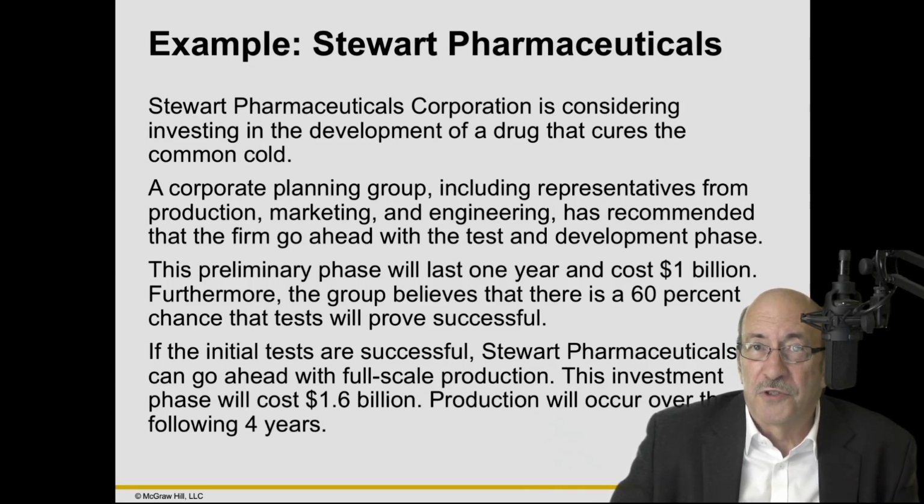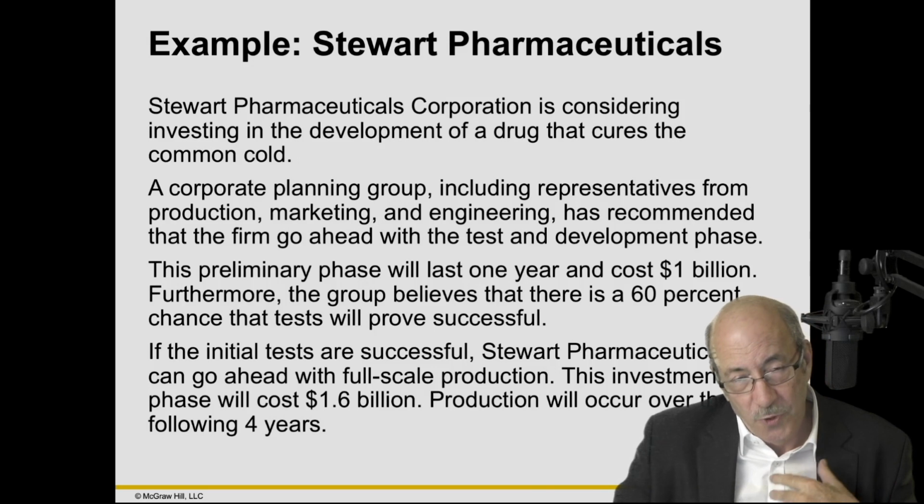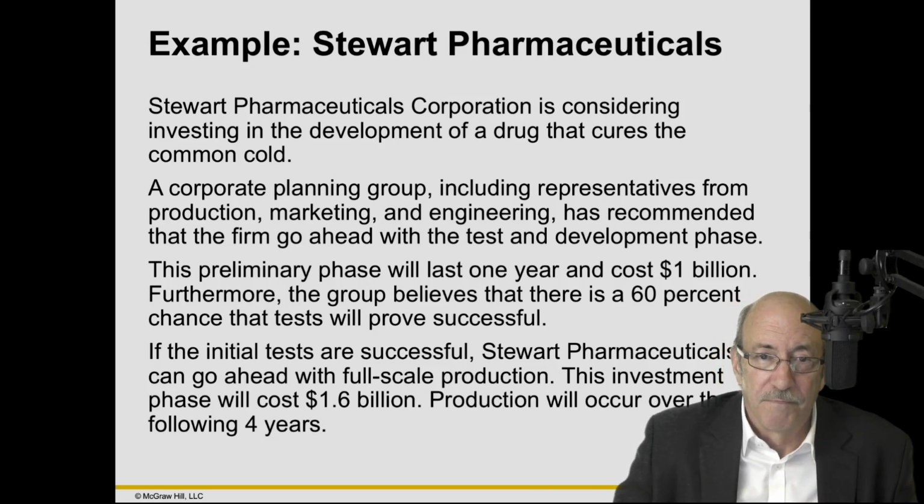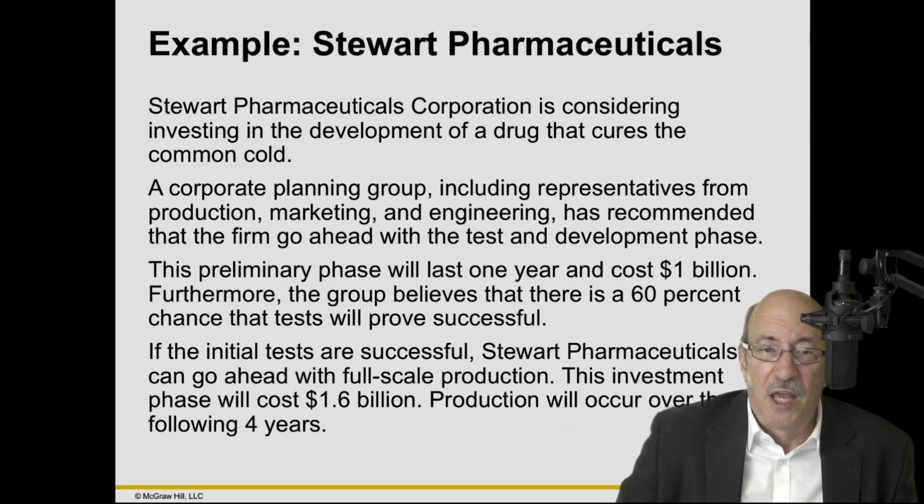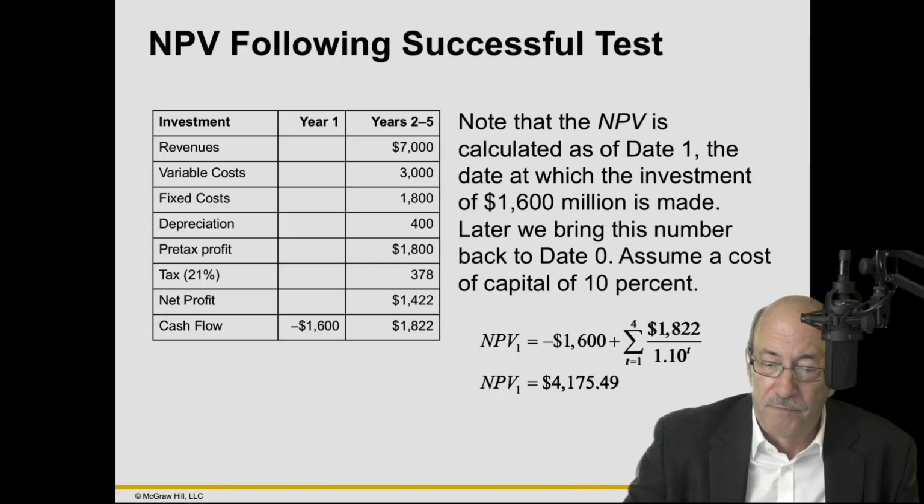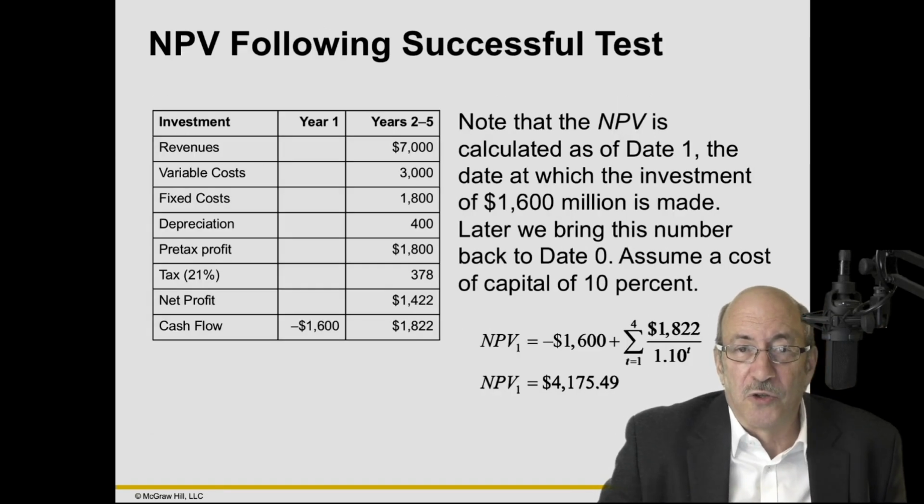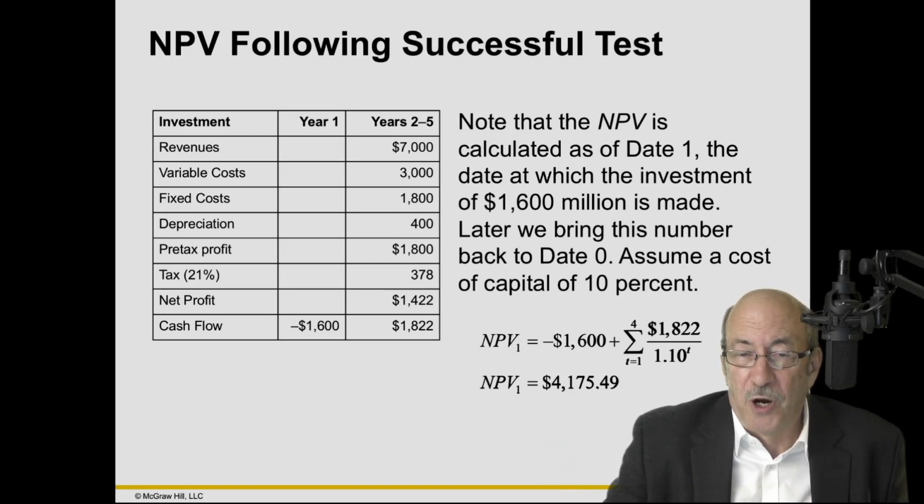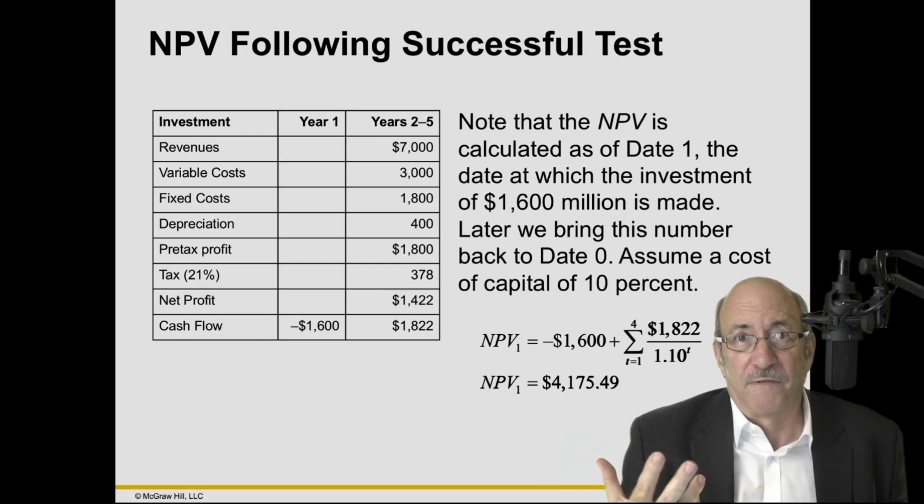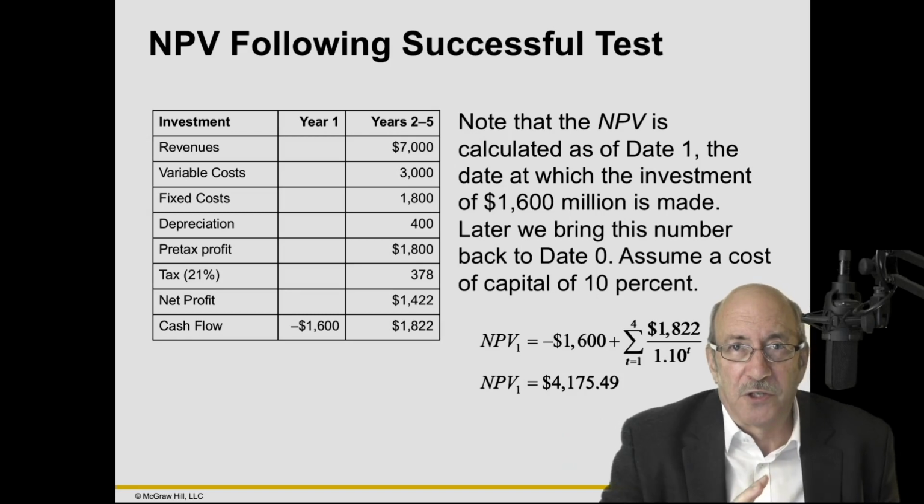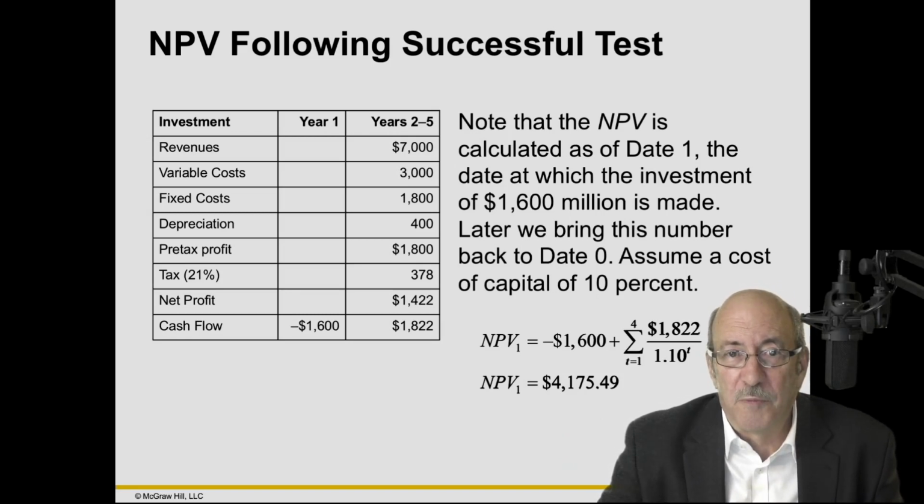The group also believes that there's a 60% chance that the tests will prove to be successful, and that means we can go into the production phase. That phase is going to require an additional investment of $1.6 billion, and production will occur over the following 4 years. So let's look at that particular part of it. We're going to look at that production phase first. We'll come back to the other piece of it in a minute.